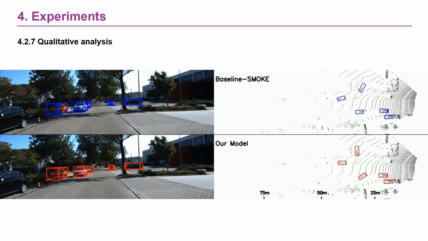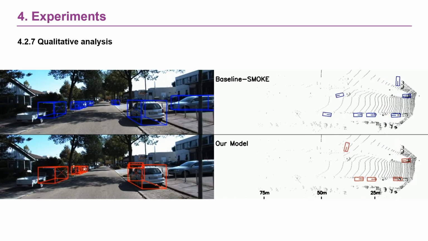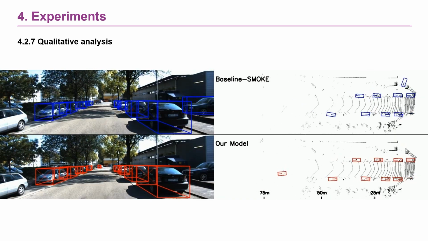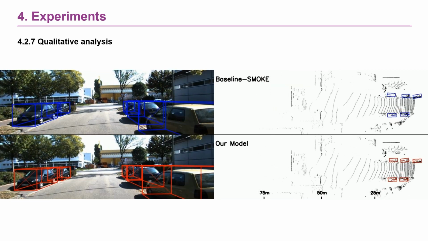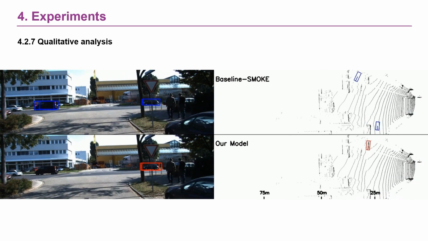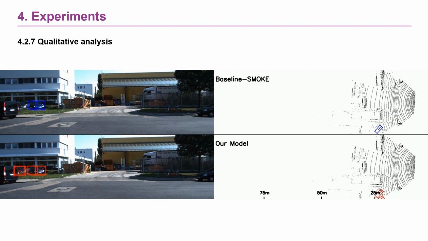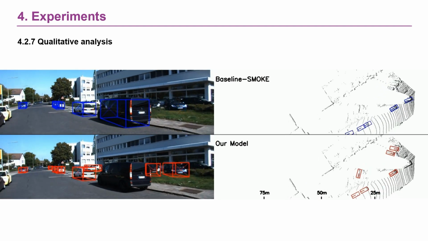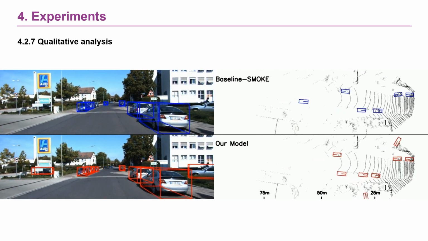Qualitative results of SMOKE with DLA-34 backbone and its improved model integrating our proposed methods are displayed. All data are from the validation set of KITTI. For better visualization and comparison, we visualize all the predictions in the form of projected 3D boxes on the plane and 2D rotated boxes on bird's eye view. Point clouds are only for visualization purposes. The comparative figures demonstrate that our contributions can improve the performance of SMOKE in various street scenes.